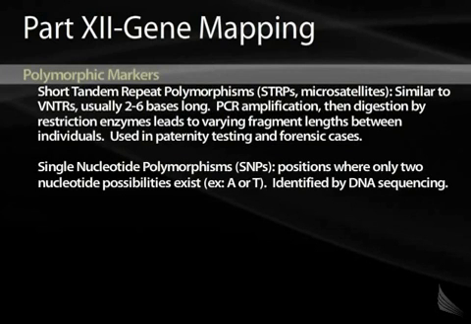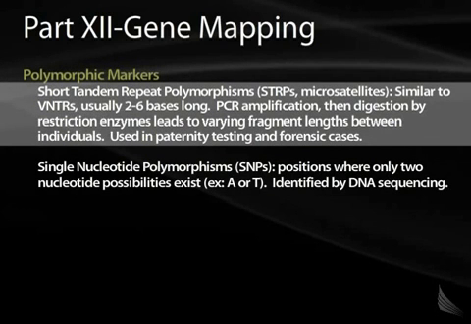A couple of other polymorphic markers, short tandem repeat polymorphisms, STRPs, also known as microsatellites. These are similar to VNTRs, usually about 2 to 6 bases long. So what you do here is you can use PCR and amplify them, then digest by restriction enzymes, leading to, similar to the RFLPs, varying fragment lengths between individuals. This microsatellite testing is what they use now for paternity testing and in forensic cases.